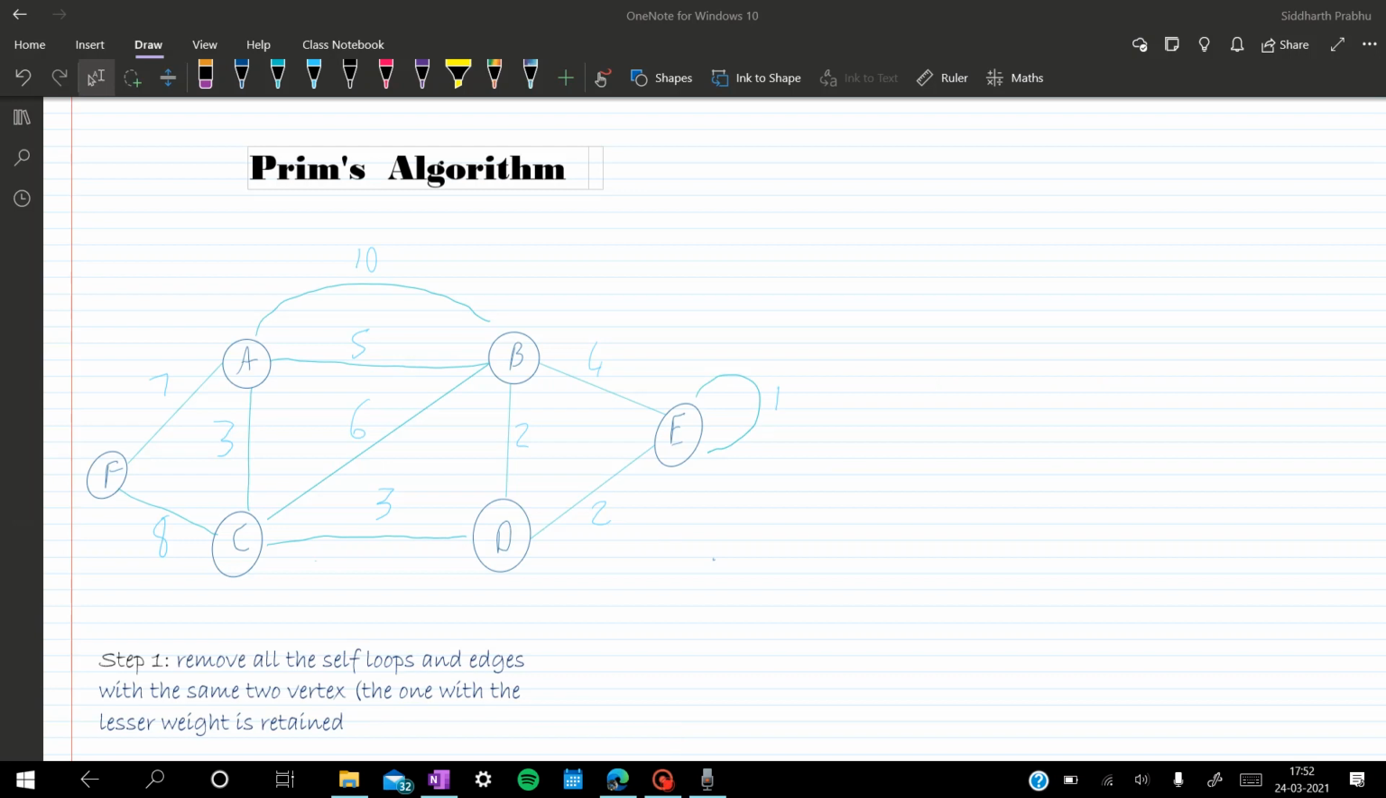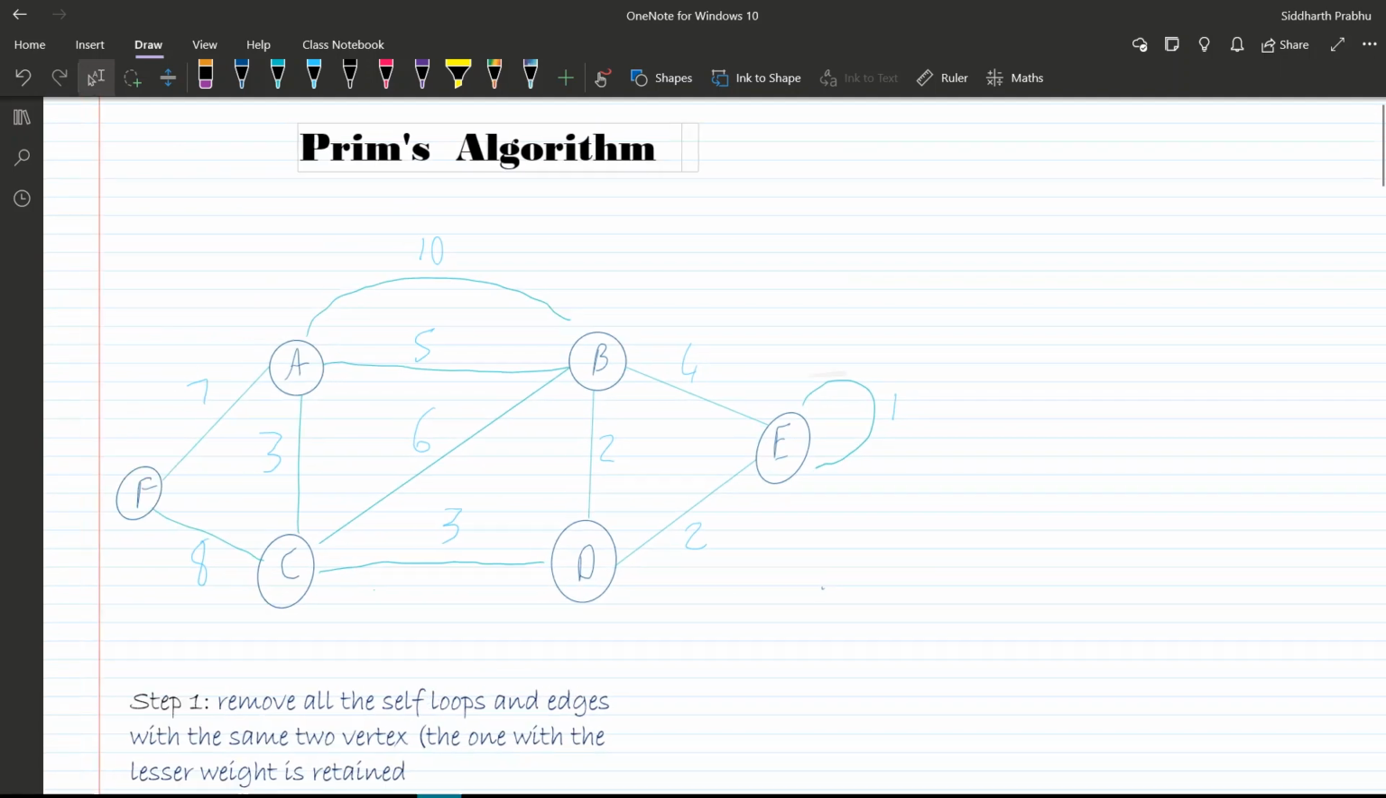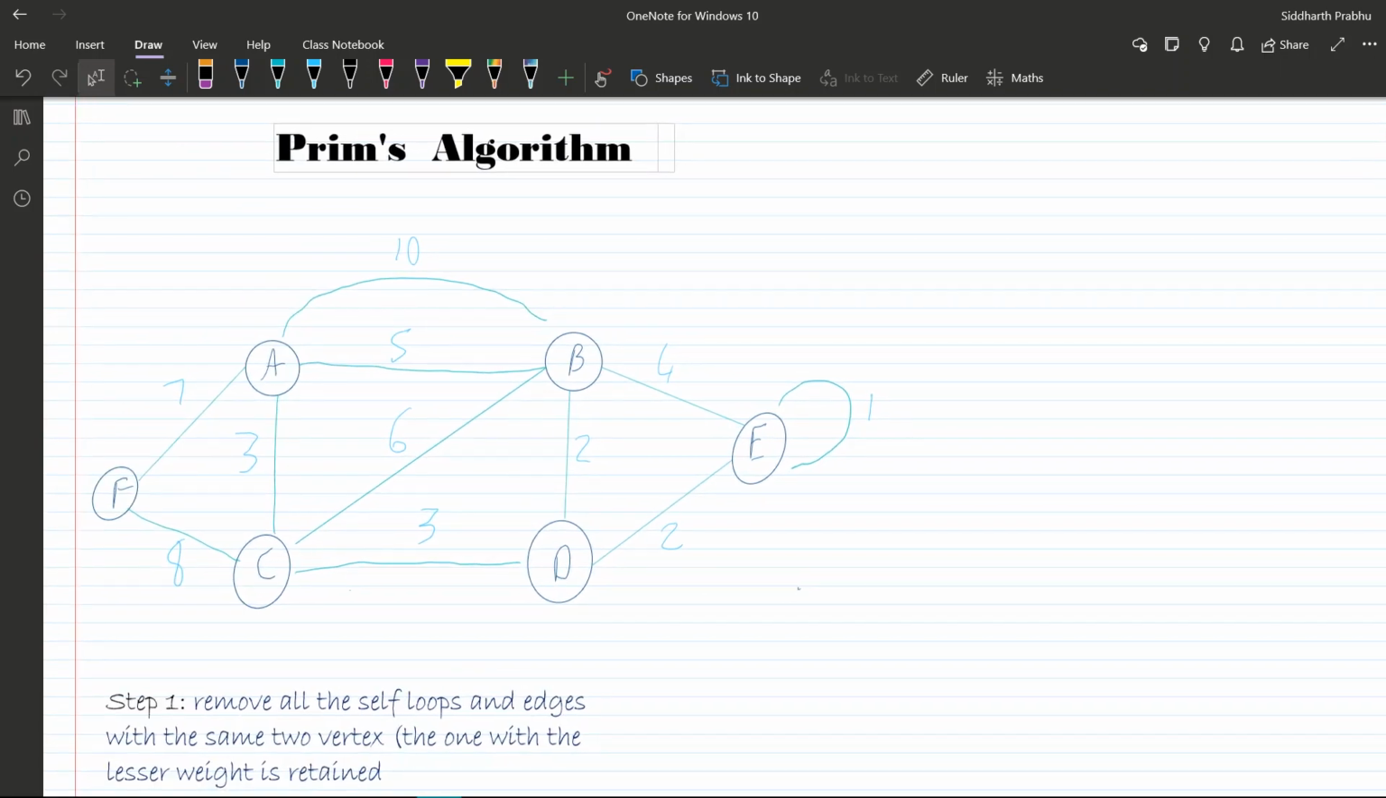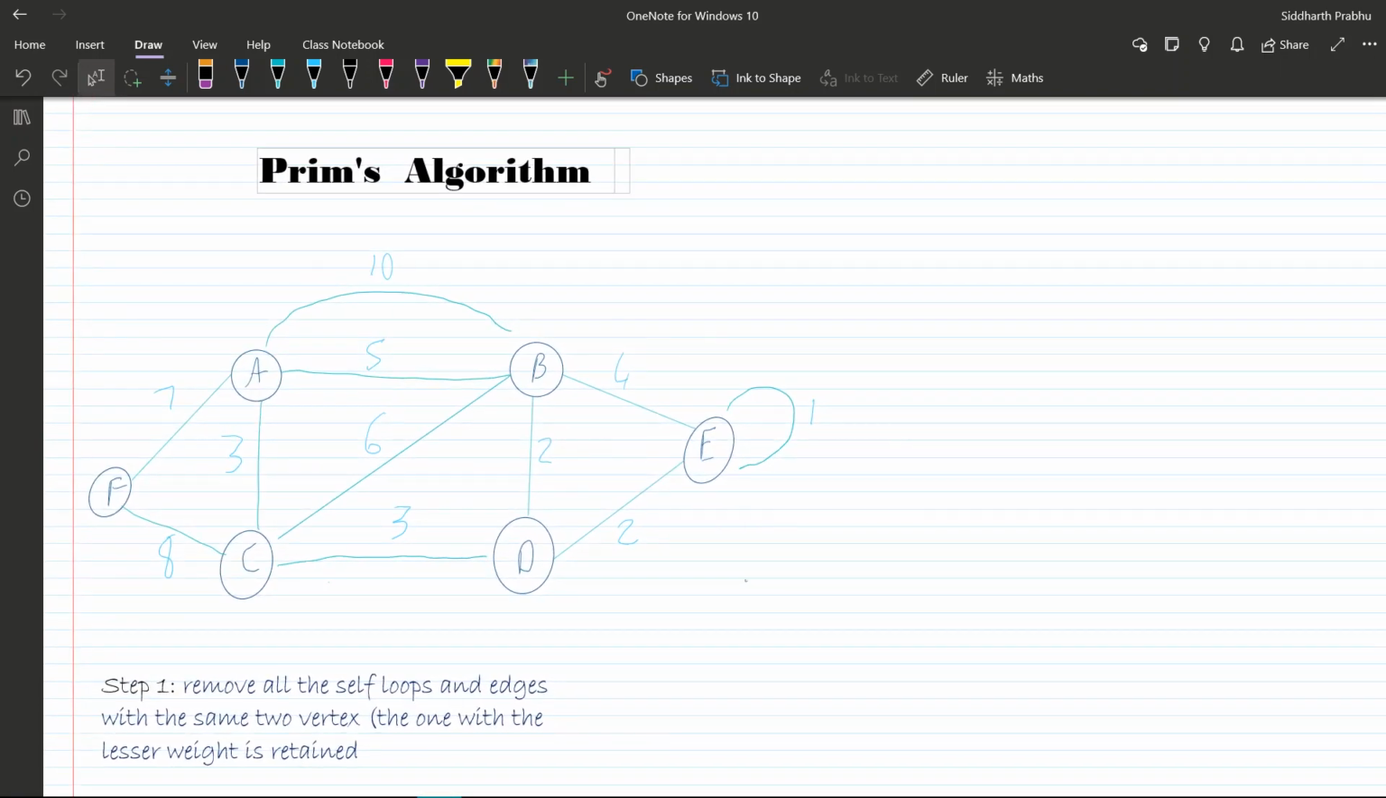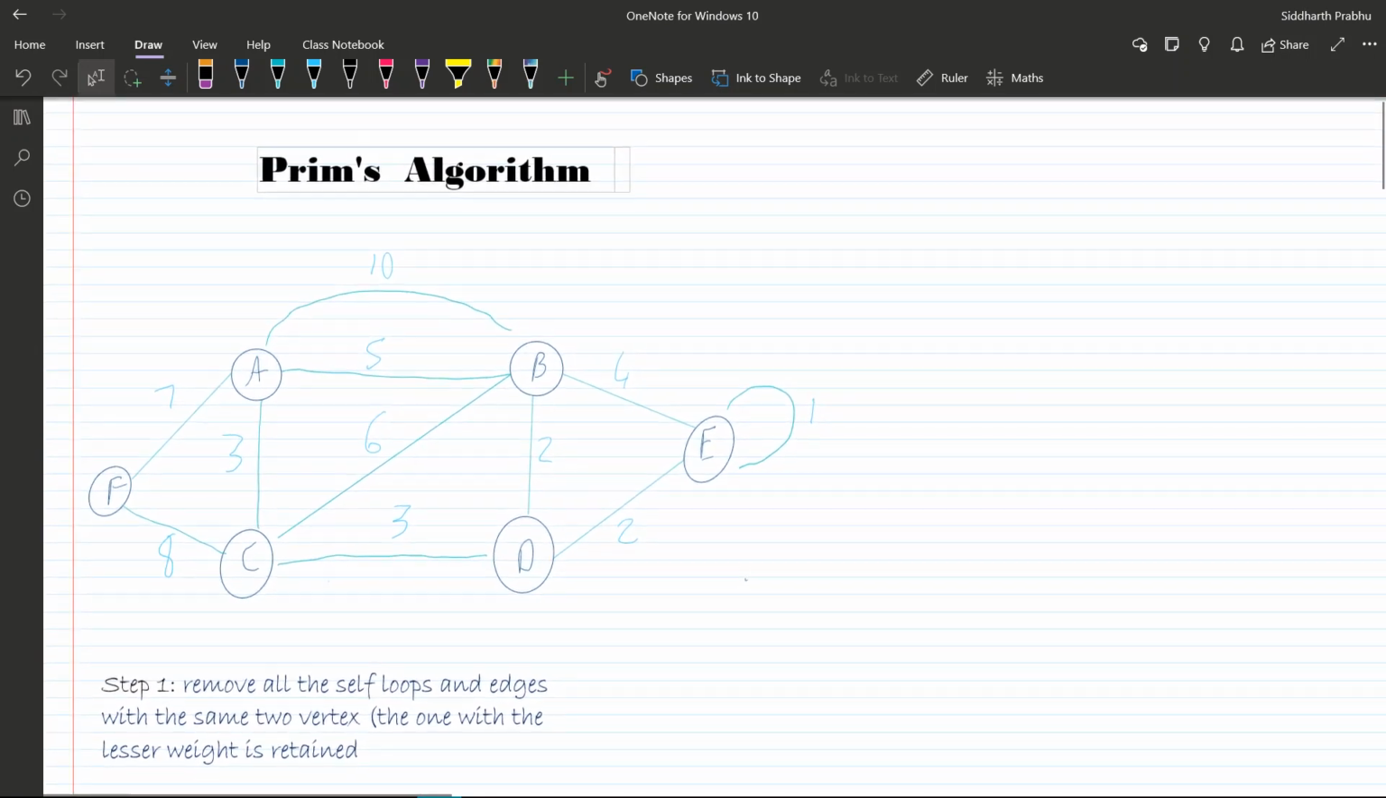The second algorithm which I'll be teaching is Prim's algorithm. In Prim's algorithm, the same undirected weighted graph is converted into a minimum spanning tree. In this case, we'll take the same example we took for Kruskal's algorithm. So here is the graph which we'll be taking into consideration.